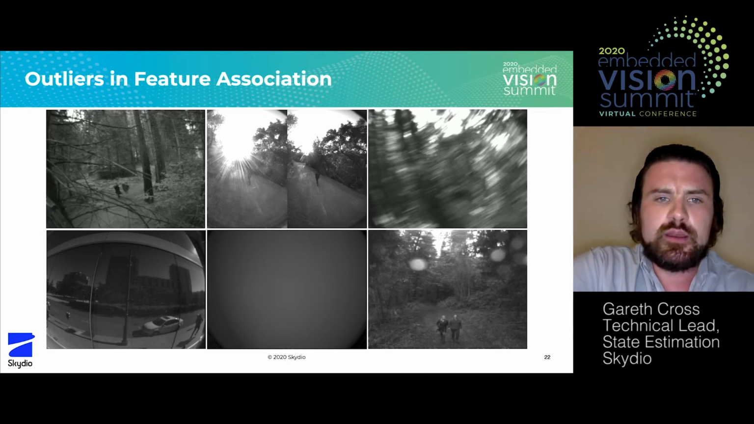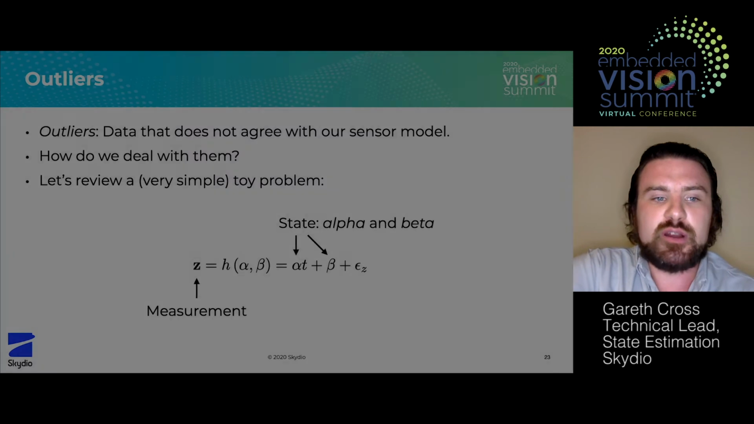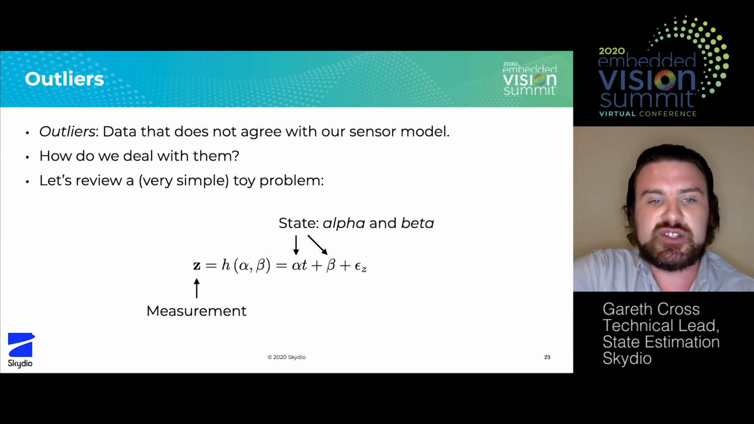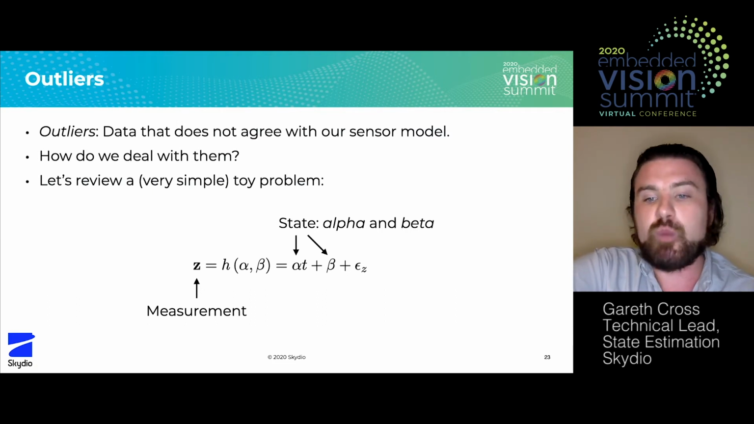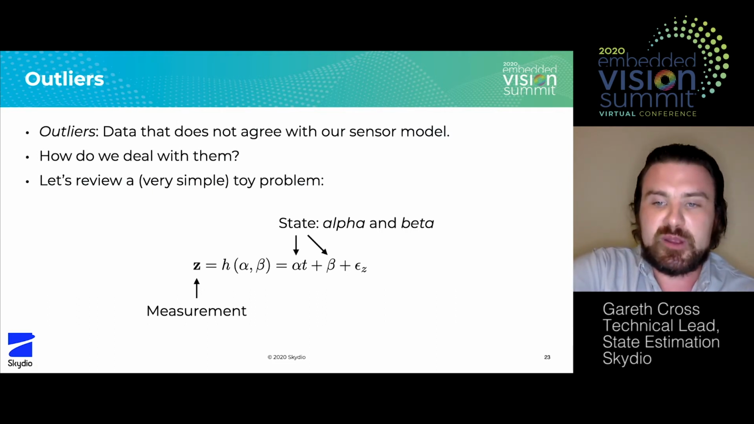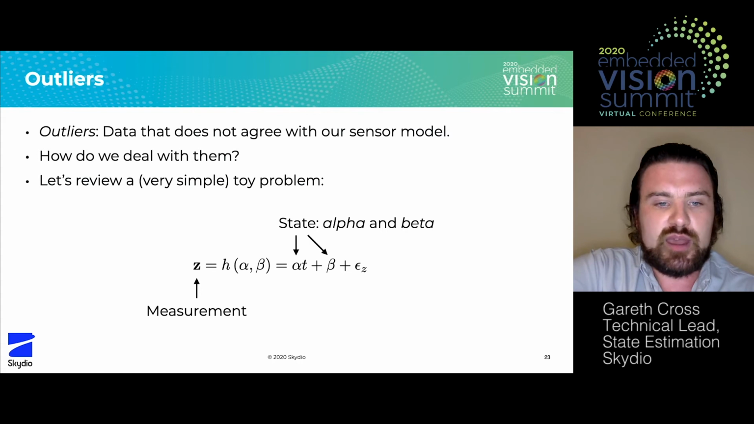So at a high level, outliers are points that do not agree with your sensor model. How do we deal with them? Well, let's review a particular example here. So I'm going to go over one method. This is a popular method, which is why I chose it, and it's a simple method, but it's not the only method. I should clarify that, but we'll review how it works.